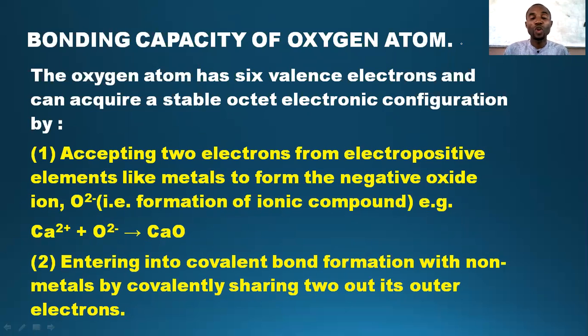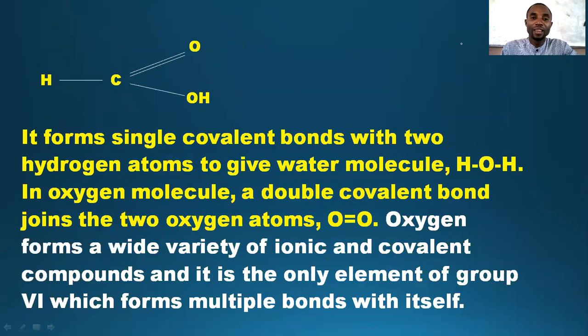However, oxygen can also attain an octet by entering into covalent bond formation with non-metals, by covalently sharing 2 of its outer electrons. It can also go into covalent sharing with other non-metals. So, something like this, it forms single covalent bonds with 2 hydrogen atoms to give a water molecule, which is like this.